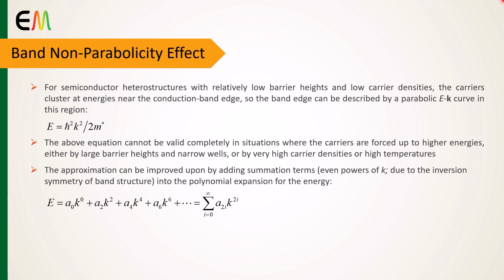Usually, when discussing single band models, as has been focused on entirely so far, the energy origin is set at the bottom of the band of interest, and thus A0 is equal to 0. In addition, truncating the series at k to the power 2 gives this relation for the A2 coefficient.